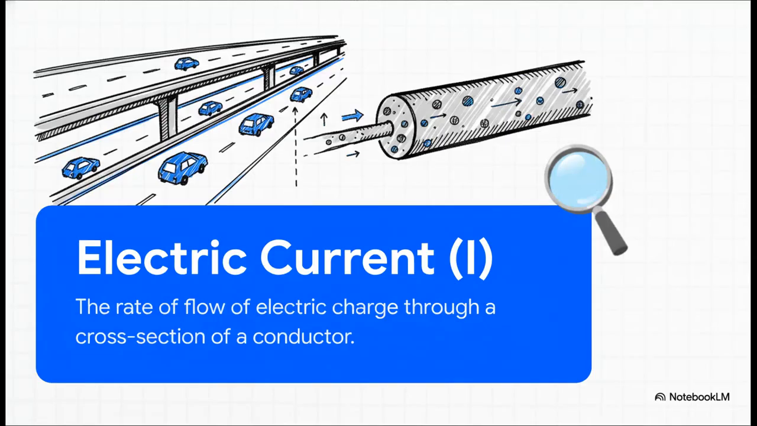Well, that measurement is what we call electric current. The best way to think about it is to go back to our highway. Imagine you're standing on an overpass, and you're just counting how many cars pass a certain line on the road every minute. With electricity, we're basically doing the same thing. We're counting how much charge passes through a slice of the wire over a certain amount of time.